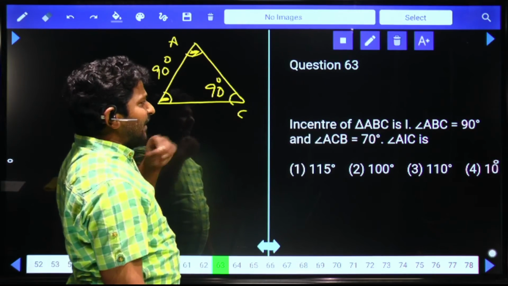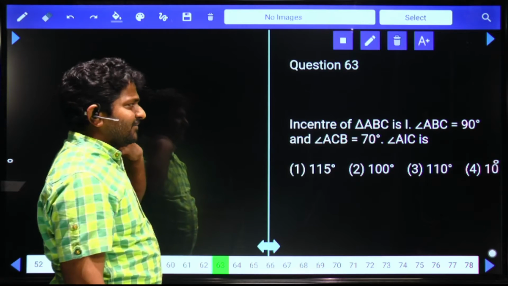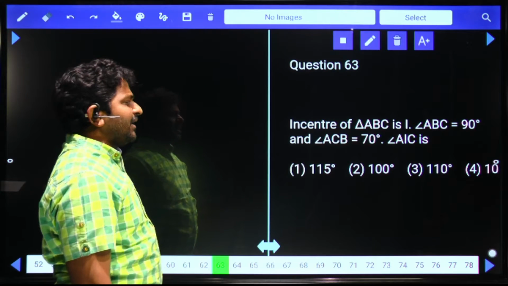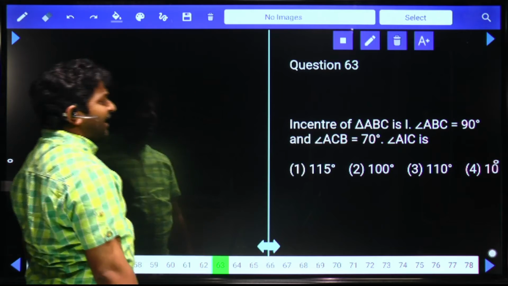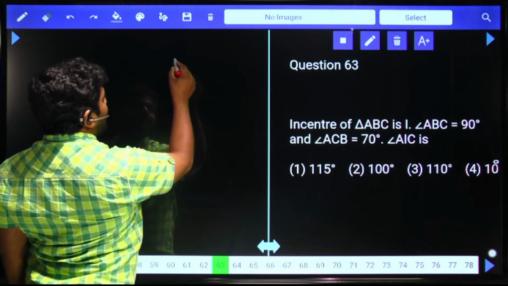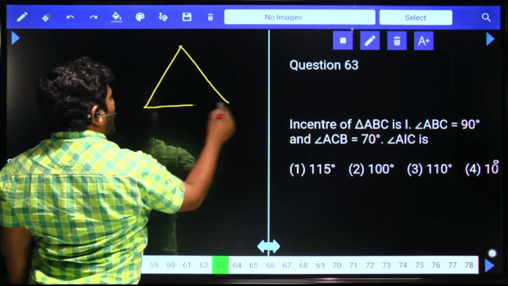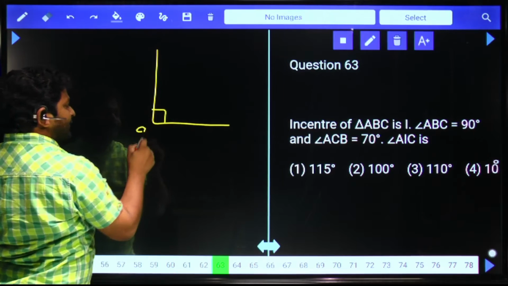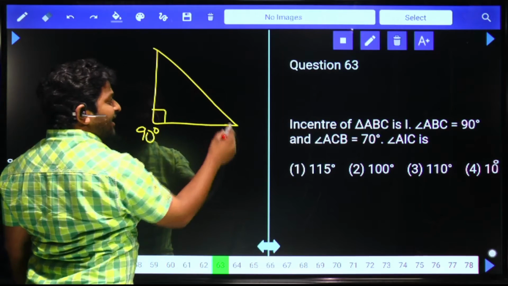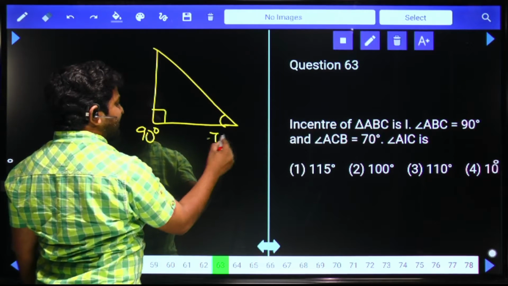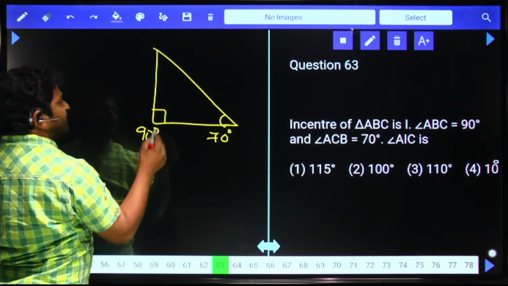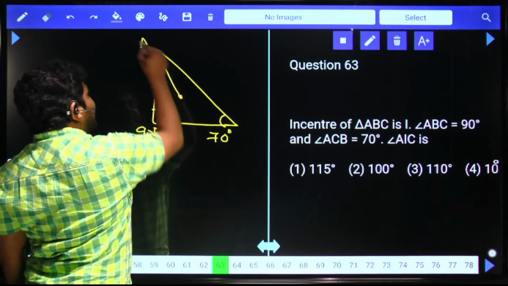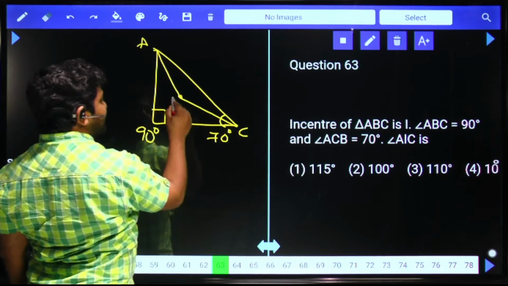The incenter of triangle ABC is I. In triangle ABC, the angle at ABC is equal to 90 degrees and the angle at ACB is equal to 70 degrees. The angle at AIC is equal to how much? The angle at ABC is 90 degrees, and the angle at ACB is 70 degrees. Now, AIC is equal to how much?